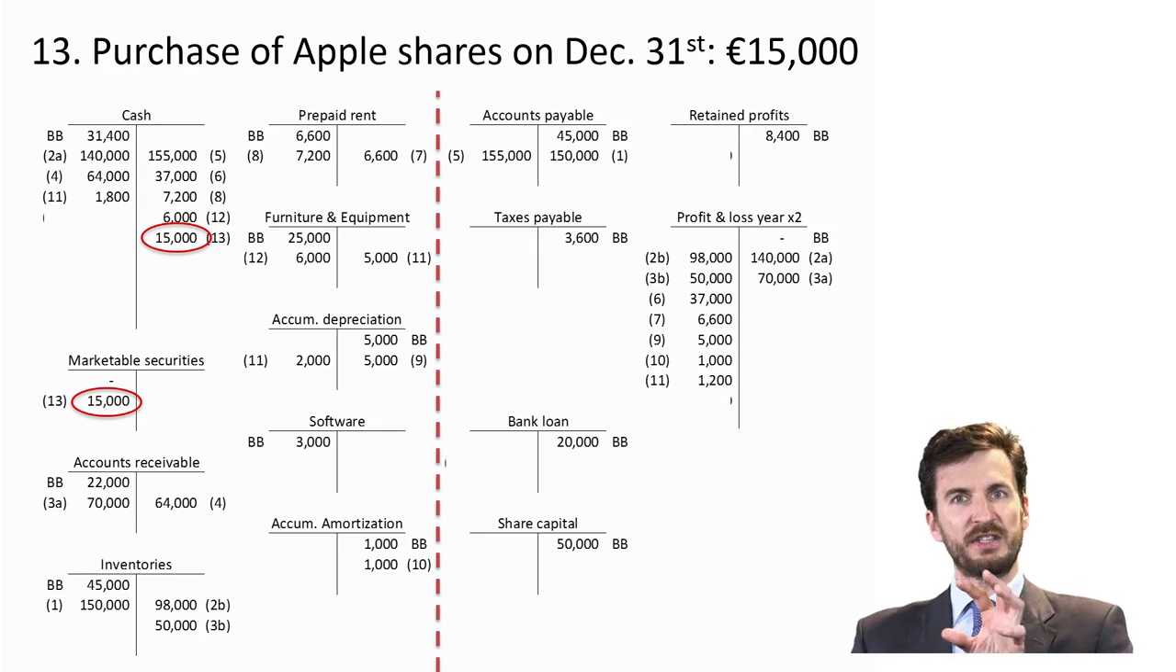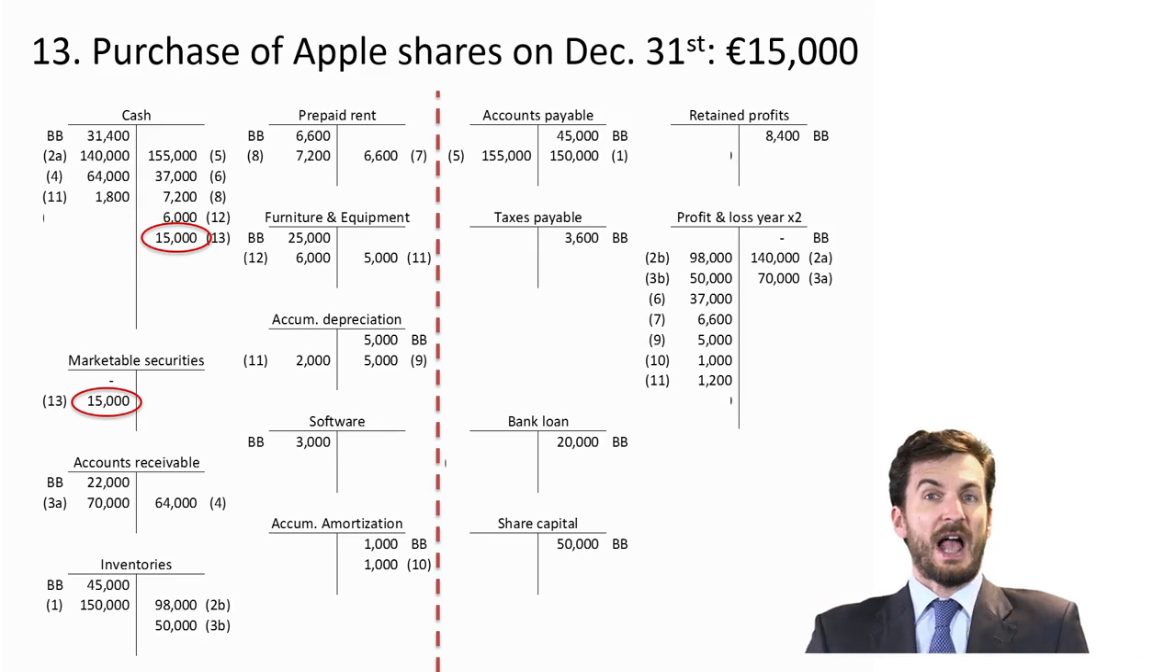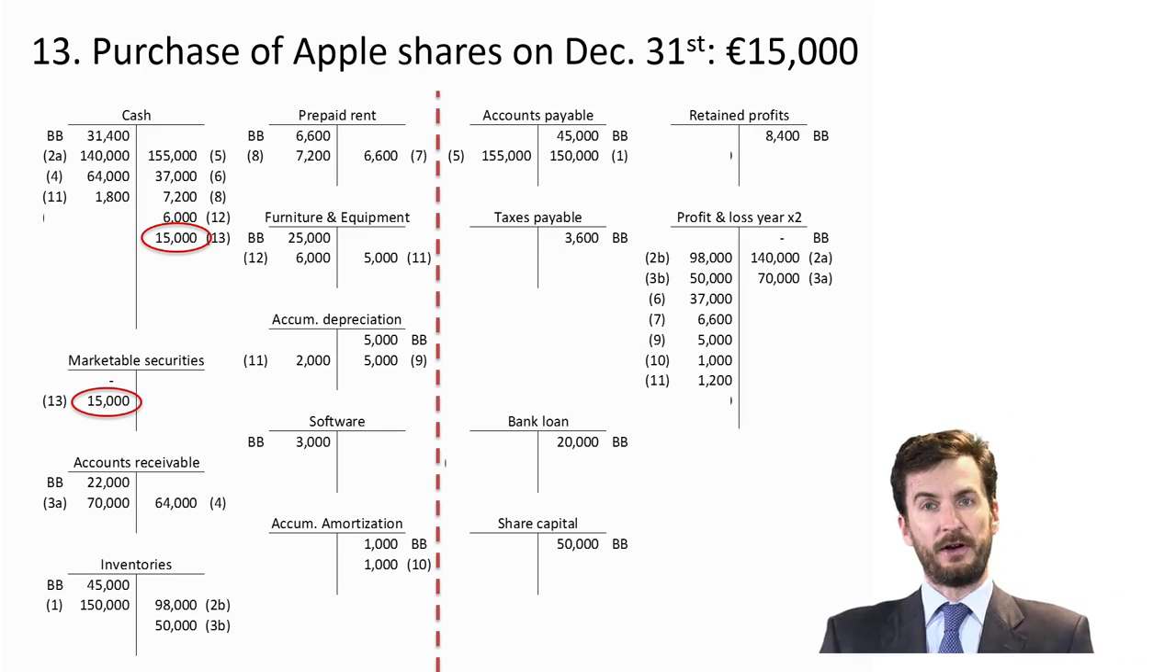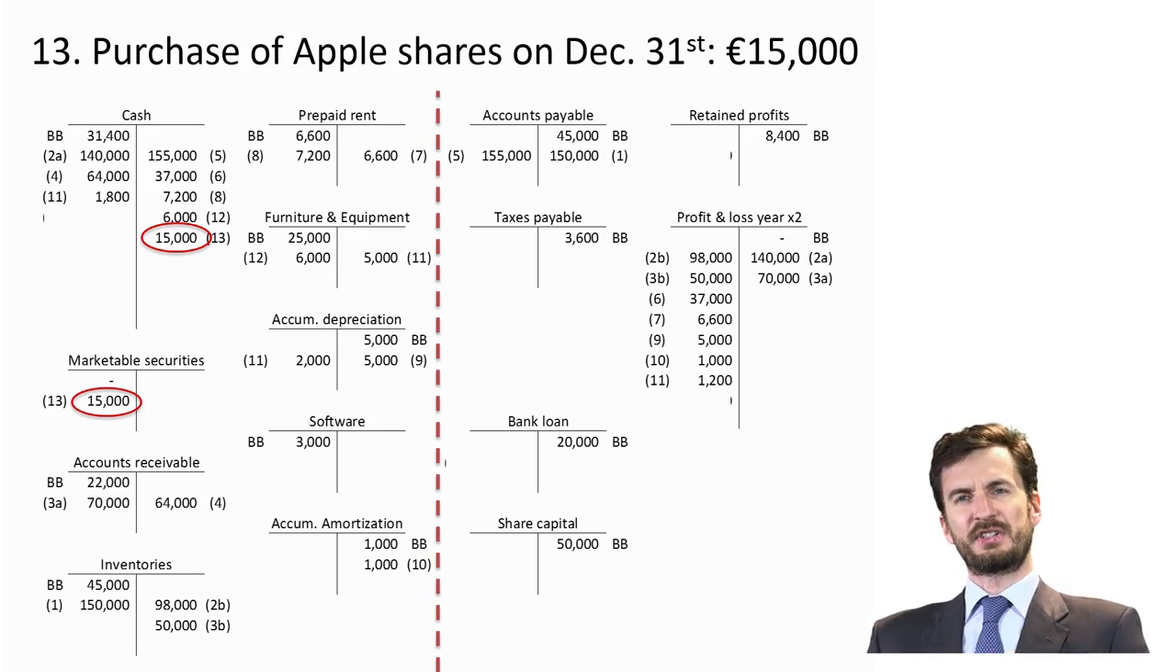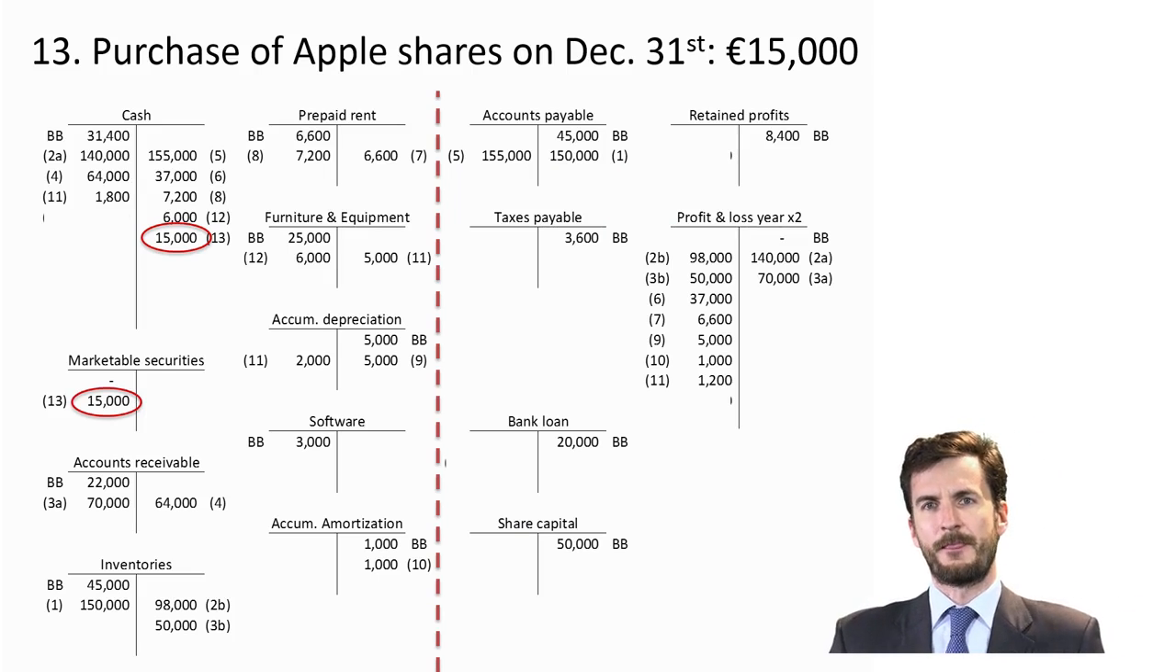As you see, I'm writing this account very close to cash because actually marketable securities are very liquid. At any moment, we can sell these shares in the stock market and get the cash. So we debit marketable securities by the same amount, 15,000 euros. Note that this purchase has been done on December 31st.